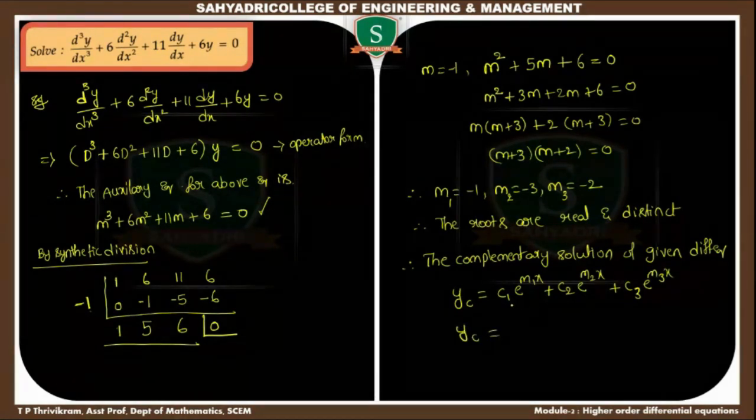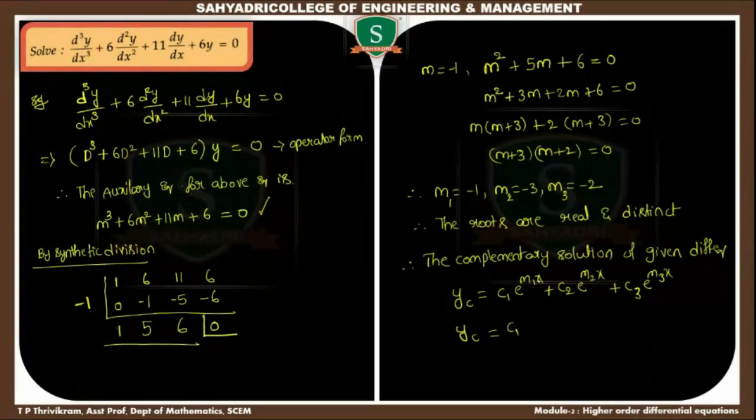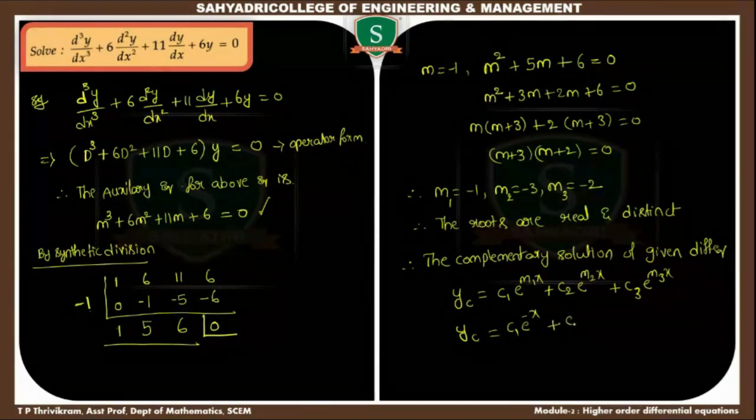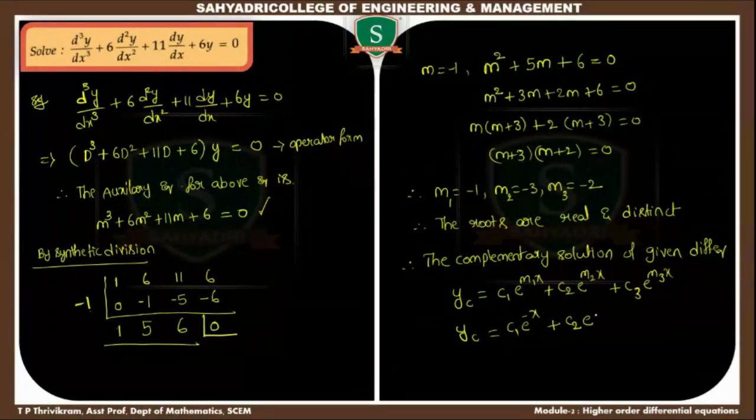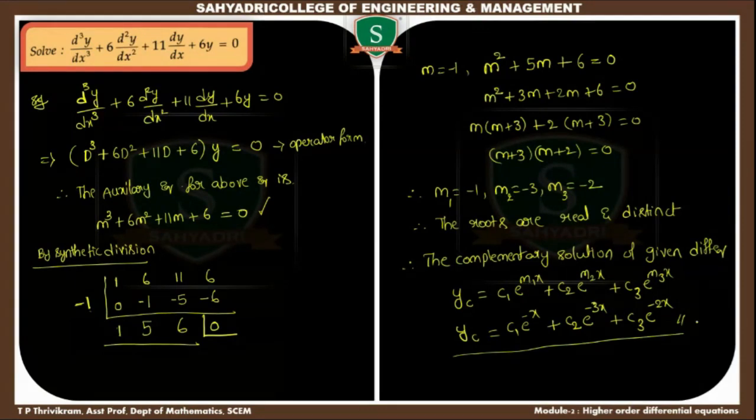So yc equal to how much? C1 e power m1x, m1 value is minus 1, so e power minus x, plus c2 e power, in the place of m2 minus 3 is there, so minus 3x, plus c3 e power minus 2x. So this is the complementary solution of given differential equation.